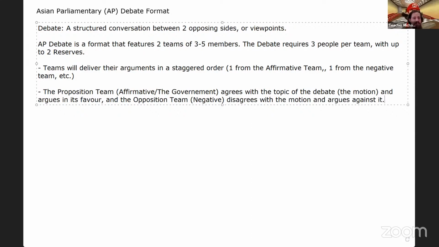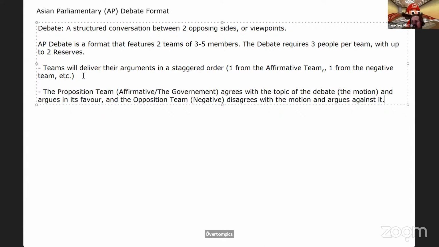Okay, so the two teams, generally speaking, we've got the proposition team, which may also be known as the affirmative team or the government. They agree with the topic of the debate and they argue in its favor. So they try and convince you the topic of the debate is correct. We agree with it and we think it's the right thing to do. And then you've got the opposition team or the negative team, and they disagree with the motion. They argue against it, and the way that they do that, we'll go into it in a little bit more detail later, is they try and shift the definition of the topic of the debate.